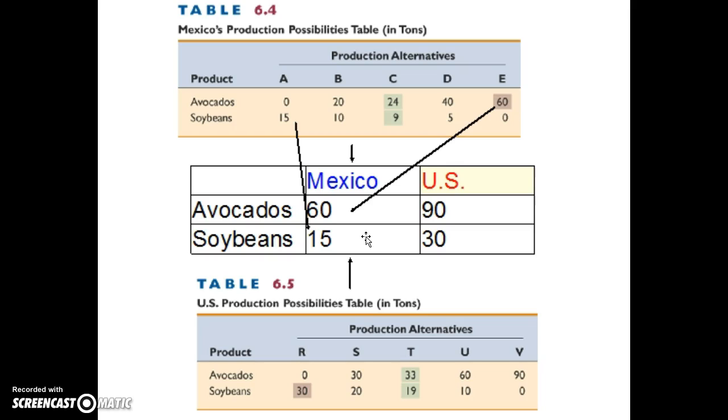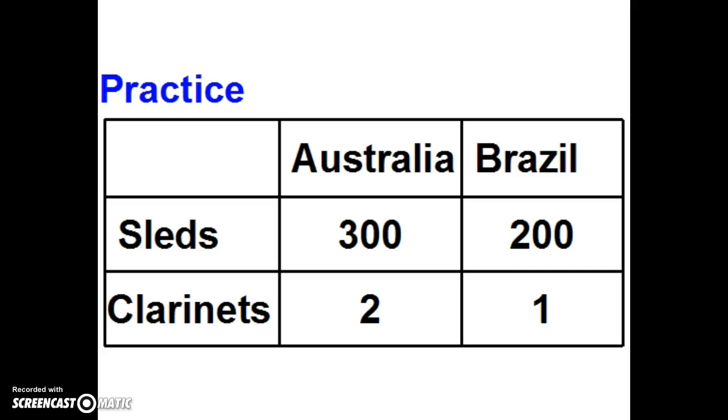So we have quite a bit of practice that we'll do actually in class on November 7th. This is one of the practice problems we'll do. So if you want to look at this one, again, so if Australia is producing sleds instead of clarinets, what did they give up? 2. What did they get? 300. So it's 2 divided by 300. Okay, and if they're producing clarinets, it's 300 divided by 2, so 150. So just practice that skill. You're going to have a few assignments that you can work on with this calculating the opportunity cost.